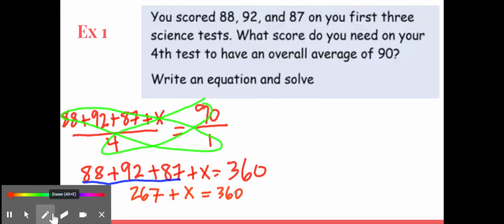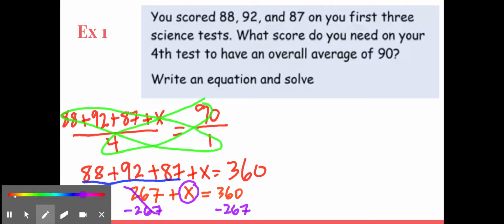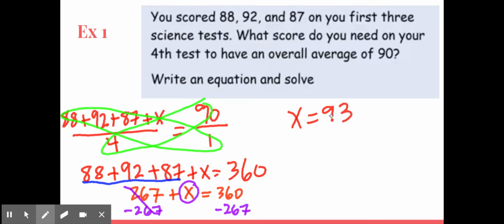Now we want to get the x by itself, so I like to circle it. And the way to get rid of the plus 267 is do the opposite of plus, and that's to subtract it. It's the inverse operation, so that this forms a 0. And now we do 360 minus 267, and we get a 93. So x is equal to 93. And that's our answer. We have to get a 93% on the fourth test.